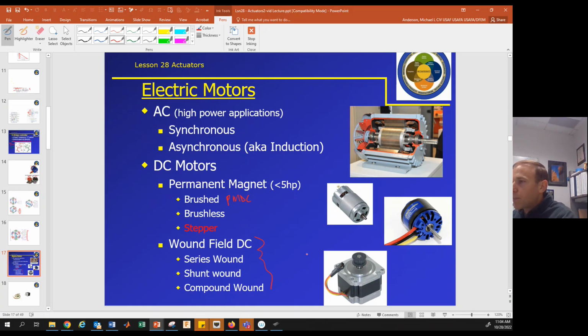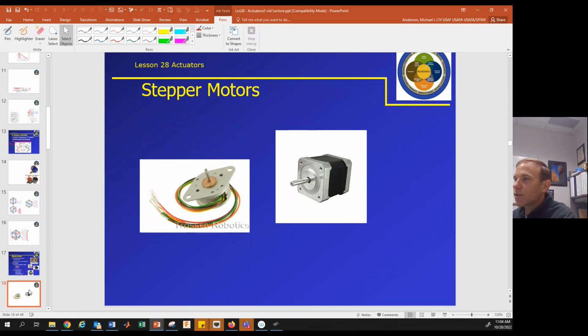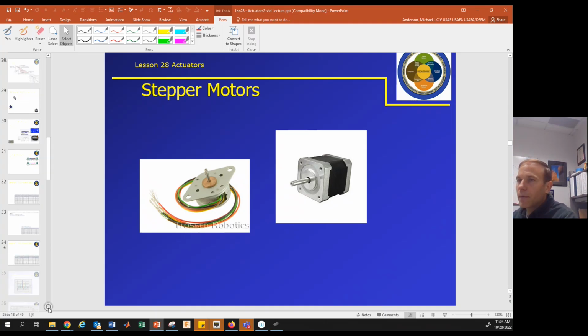So this is what a stepper motor looks like right here. This is your PMDC, and that's your brushless. These are designed to be relatively precise open loop. These are a couple different versions of what stepper motors look like.